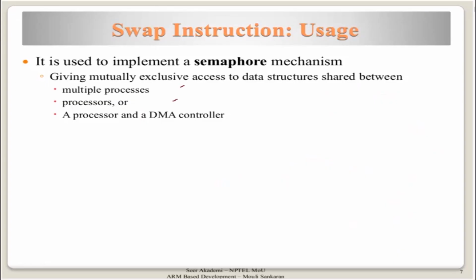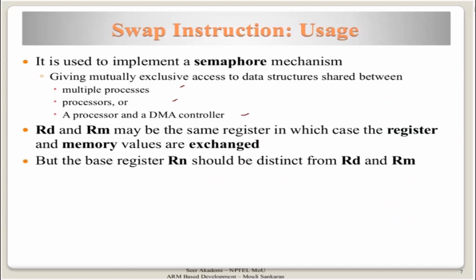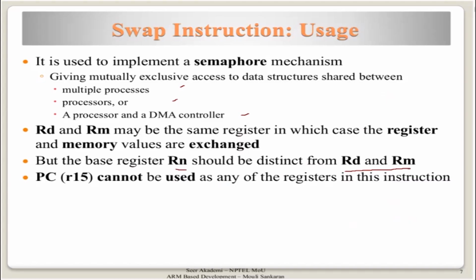Very good. Now let us see. I mentioned to you Rd and Rm may be the same register, and memory values are exchanged between the register and the memory. But Rn should be distinct from these two. I told you that also. One more important point is the PC. R15 cannot be used as any of these operands. You cannot mention R15 at all in the swap instruction, because it is a pointer to the program, so it doesn't make sense to change that content at all.